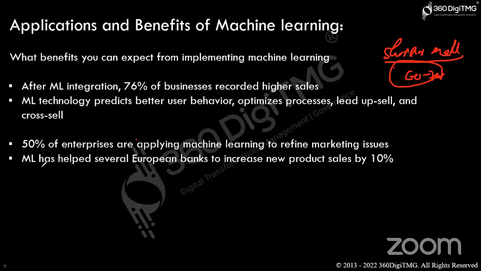So ML has helped several European banks to increase new product sales by 10%. You might have seen that when it comes to machine learning, you will have so many algorithms that can detect whether a particular person is going to repay the loan or not. And based on those people's interests or features, we can recommend different products. Let's say if some person is using a fixed deposit account, in that case, you know that that particular person has money.